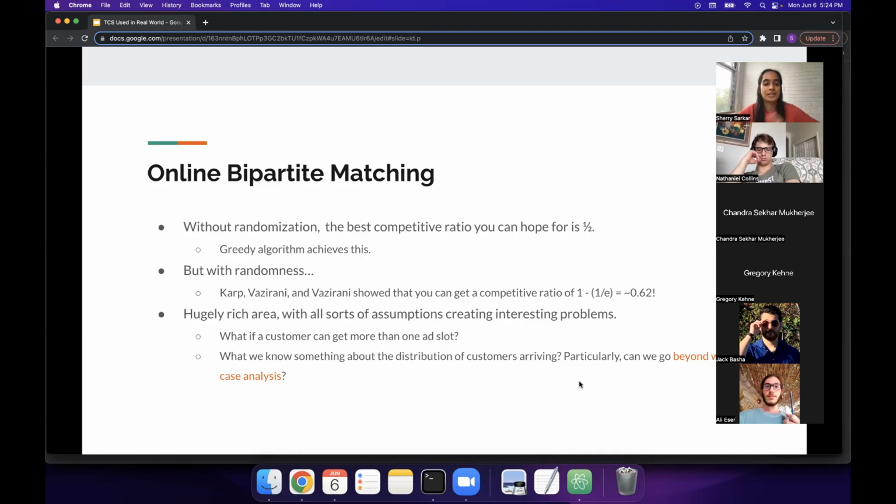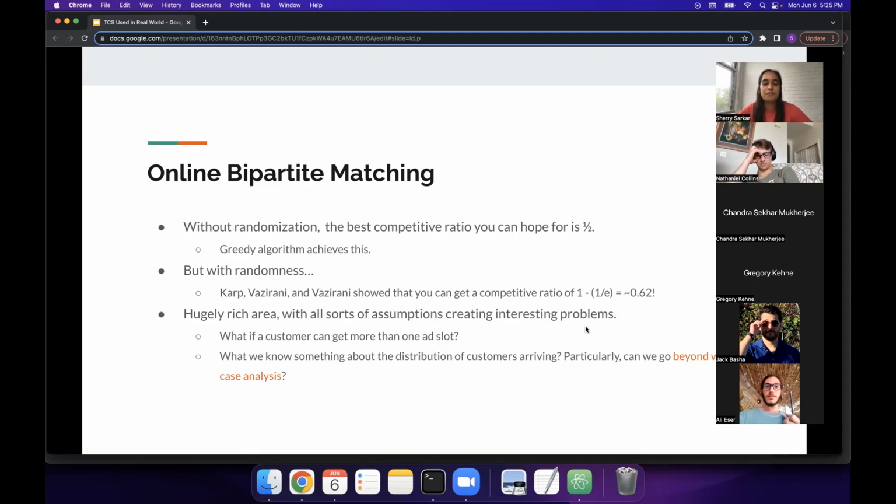Super cool result by Karp, Vazirani, and Vazirani, the Vazirani brothers, if you know them. They showed that with a randomized algorithm, you can beat half. You can break half and get to 1 - 1/e. I know this stuff has a lot of cool practical applications, but it's just really cool that this quantity pops up and that you can even break half with randomness. So from a theoretical standpoint, it's just really cool.